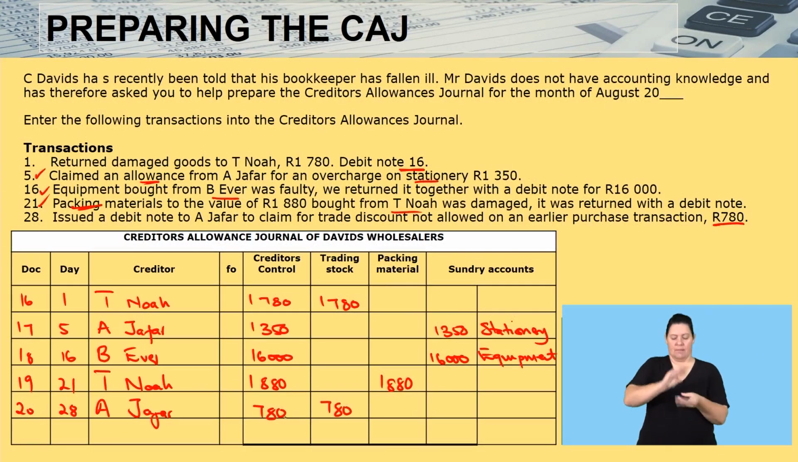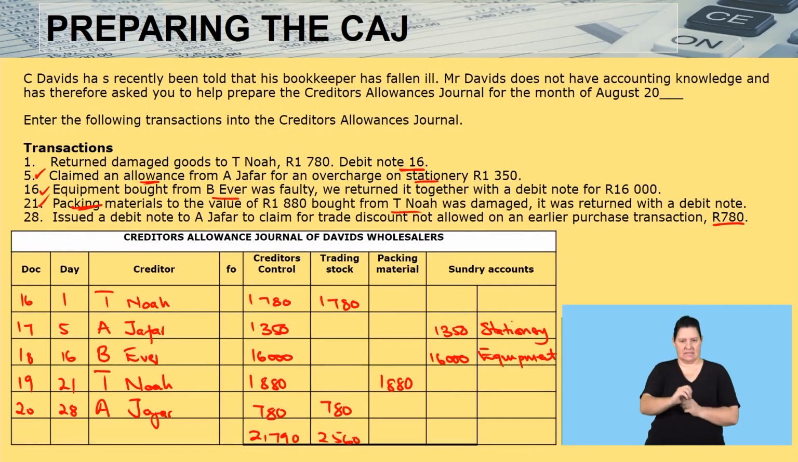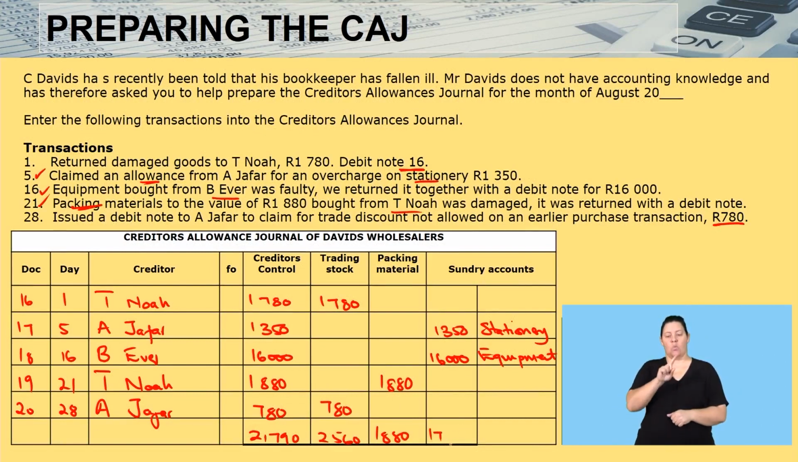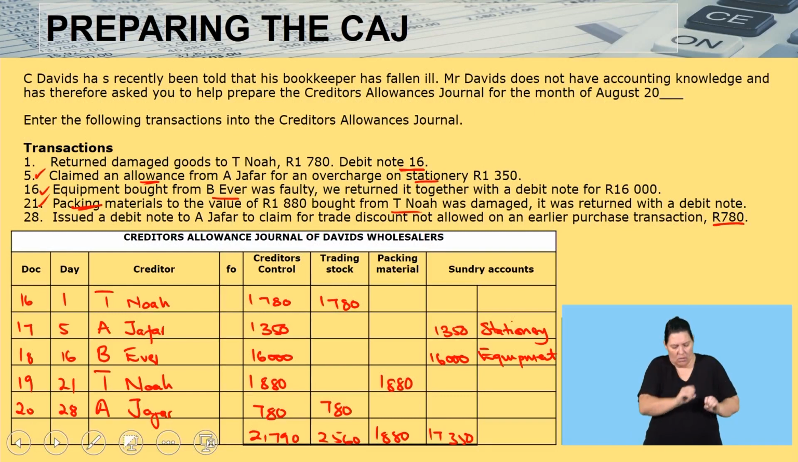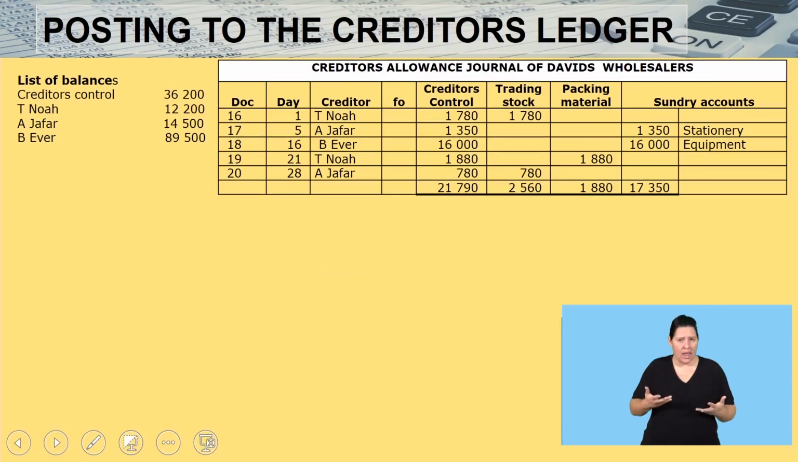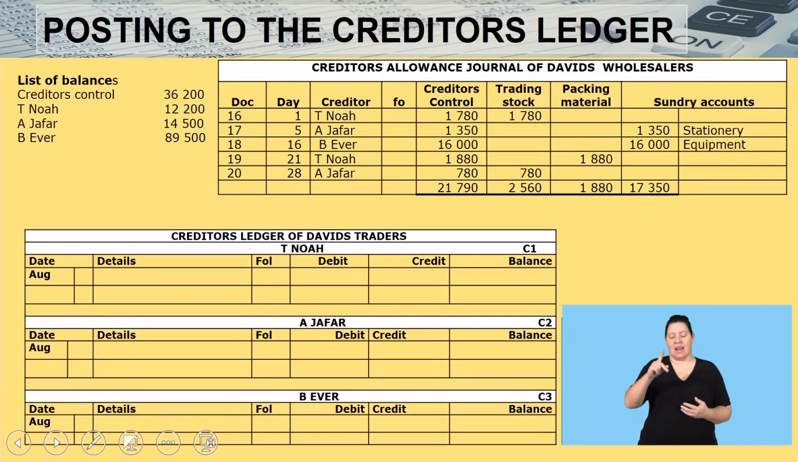Let's quickly add this up. My total here is going to be 21,790, and under trading stock is 2,560, packing materials 1,880, and lastly sundry accounts 17,350. Let us now see how we can post these amounts to the creditors ledger.